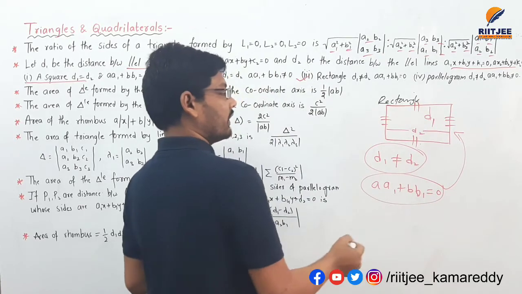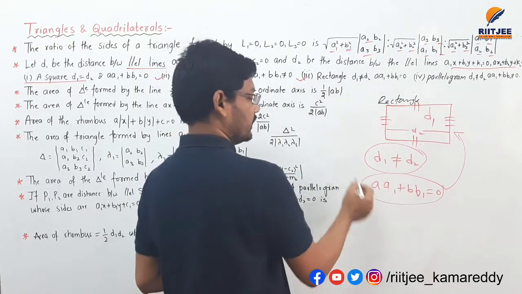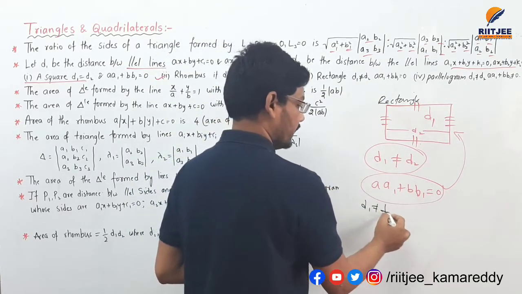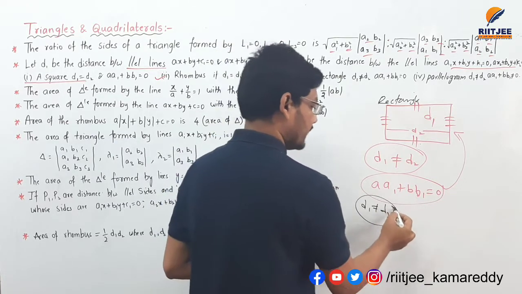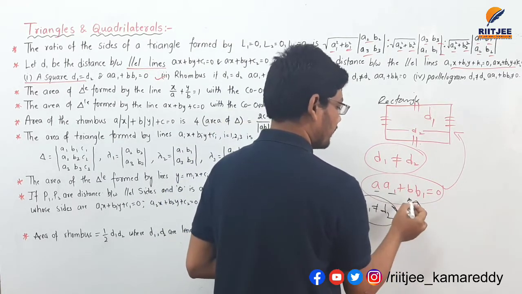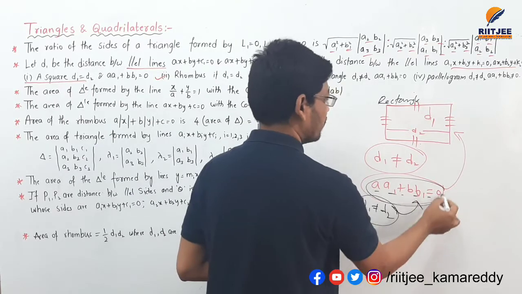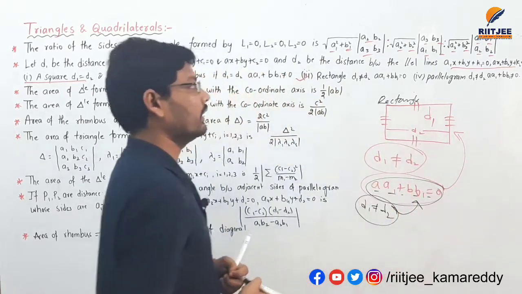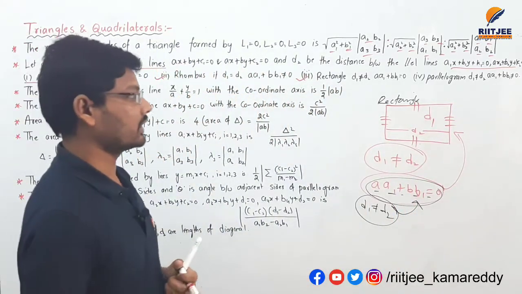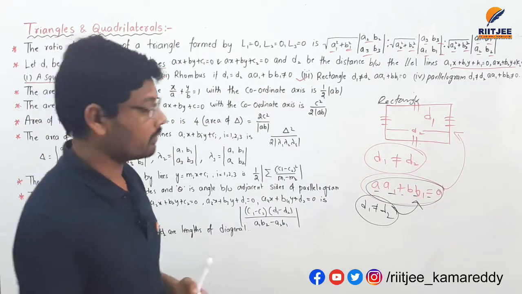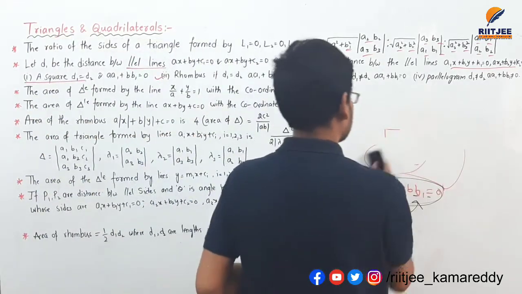So first of all, the distance between these two parallel lines should not be equal and the condition a1 plus b1 is equal to 0 must be satisfied, then the pair of straight lines is called a rectangle here. This is all about the third point.